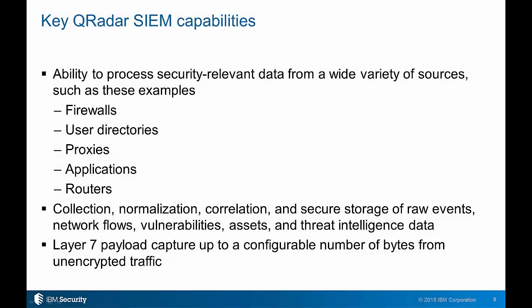To identify suspected attacks and policy breaches, QRadar SIM has to process security-relevant data from a wide variety of sources, such as firewalls, user directories, proxies, applications, and routers. It also collects, normalizes, and has the ability to correlate and securely store raw events, network flows, vulnerability assets, and threat intelligence data. It can also capture Layer 7 payload up to a configurable number of bytes from unencrypted traffic.